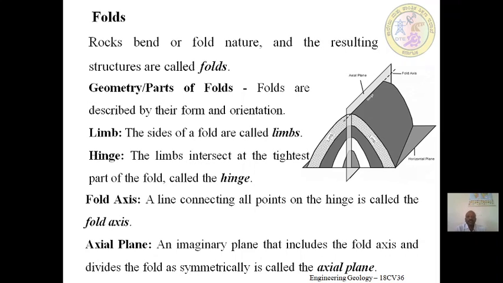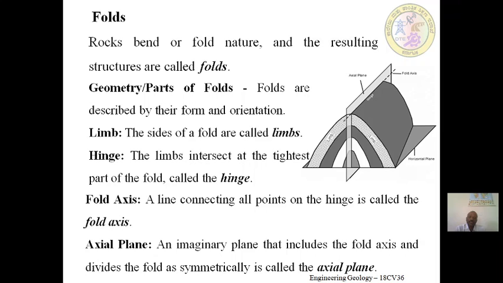So folds. The rocks' bending nature results in structures called folds. So parts of the folds. Folds are described by their form and orientation. So both sides of the fold are called limbs. Then hinge. The limbs intersect at the tightest part of the fold called the hinge.